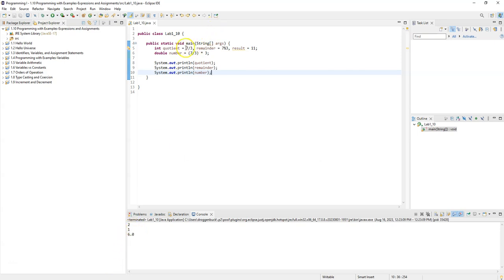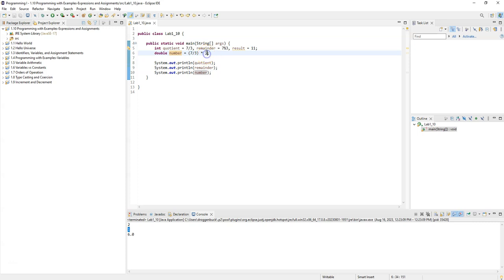And if we look at that, that's because 7 divided by 3 would be 2, remainder 1, because 2 times 3 plus 1 is 7. And 7 mod 3 gives me the remainder, so that's my 1 left over. And with number, we got an answer of 6, because again, it's doing 7 divided by 3 times 3.